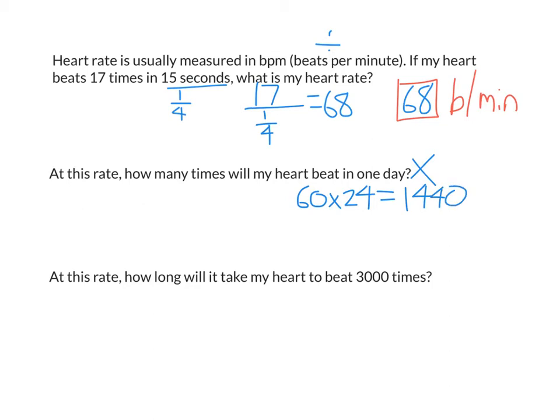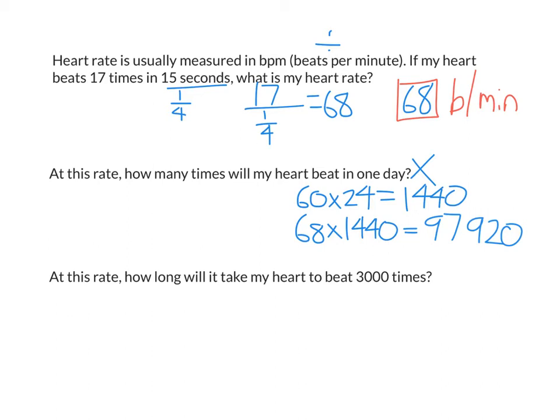So there's actually 1,440 minutes per day. So if my heart beats 68 times in each of those minutes, the number of times my heart will beat in a day is 68 times 1440. It's 68 times the number of minutes in a day. 68 beats for every minute in the day. So if you put that on your calculator, of course, you're going to get a very large number. It's 97,920. Your heart would beat 97,920 times. Man, that's a lot.